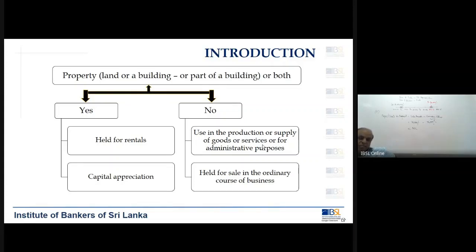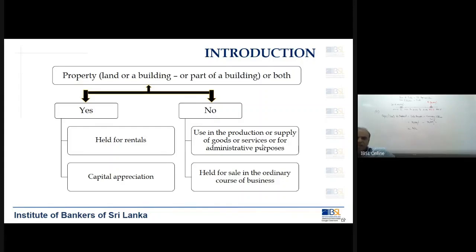But there is another situation also where it is called held for sale in the ordinary course of business. So if you have the handout with you all, just underline the word held for sale. Now this is something different, where you are having land or building or both, but your intention is to sell them.